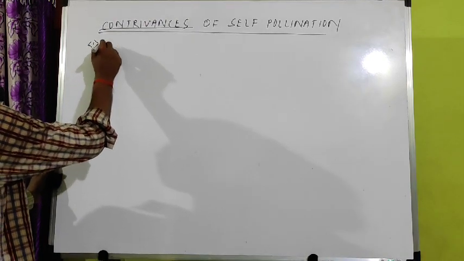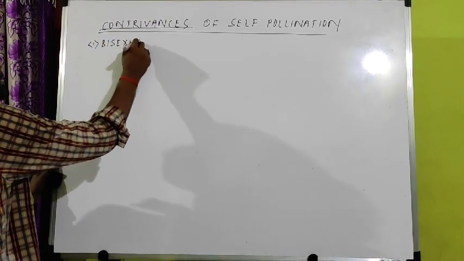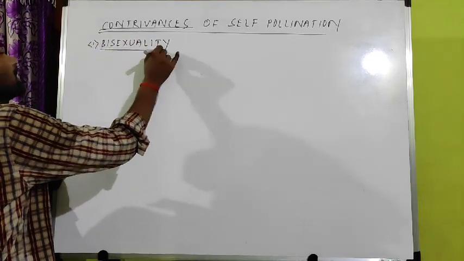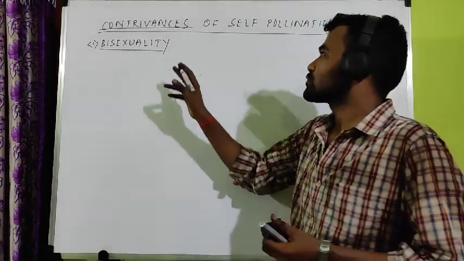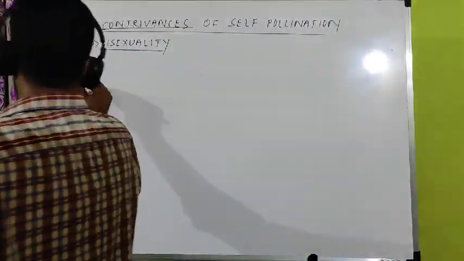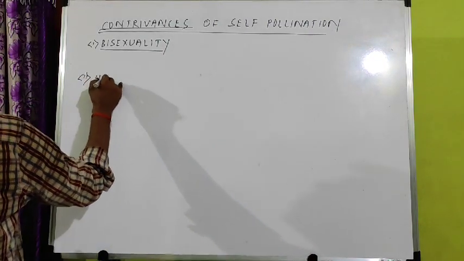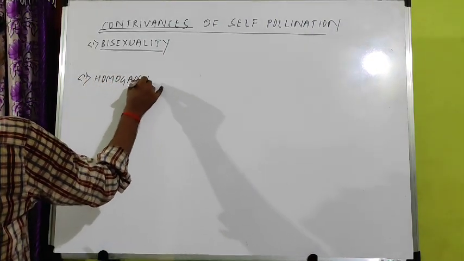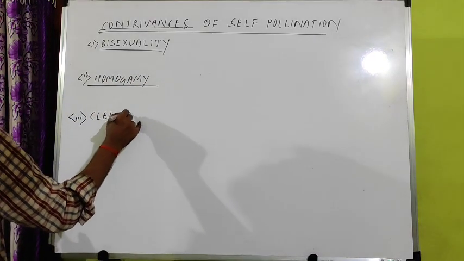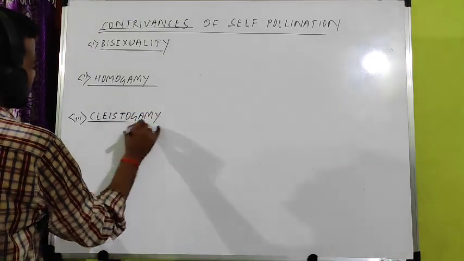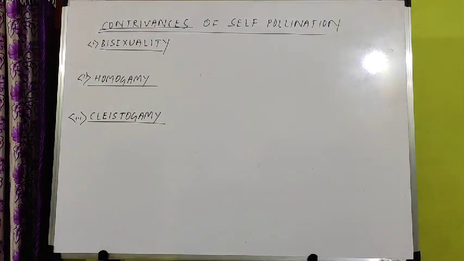Number one is bisexuality. If a flower is bisexual, then autogamy takes place; you have already discussed this, so this is just revision. Second is homogamy. And third is cleistogamy. Very important, listen carefully, because sometimes this comes as a 2 mark or 3 mark question in your board exam as well as an MCQ in NEET.